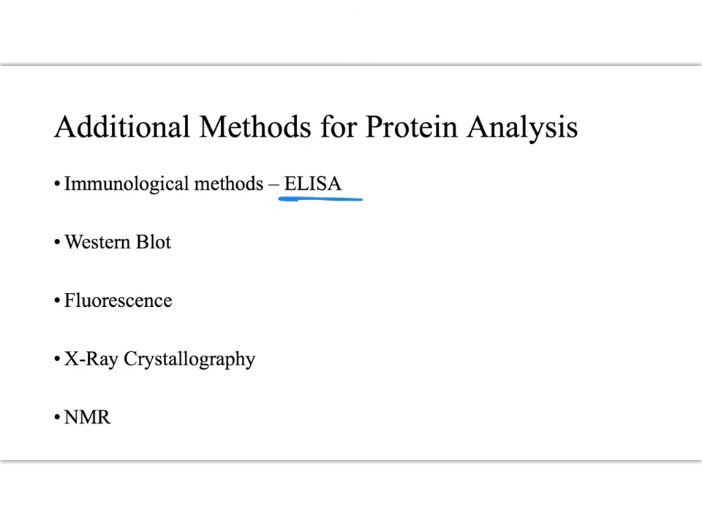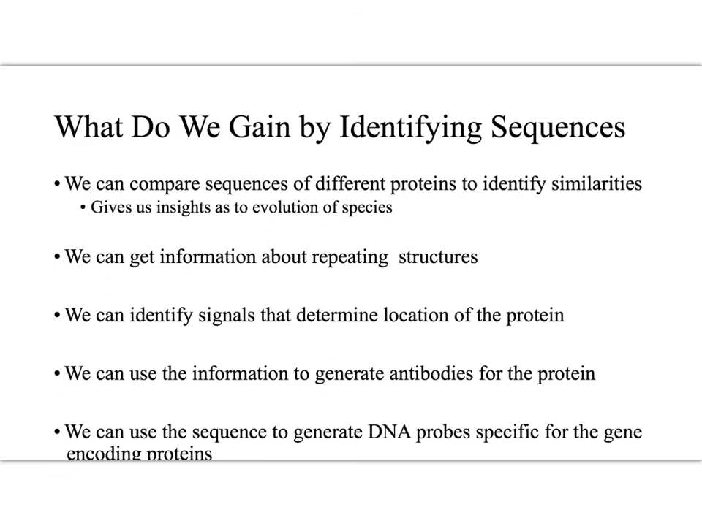Now, one thing we haven't addressed yet is what we gain by identifying these sequences. We can compare the sequences of different proteins and identify similarities, and that will give us some insight into the evolution of species. We can get information about repeating structures. We can identify signals that determine the location of proteins. We can use the information to generate antibodies for a protein. We can use the sequence to generate DNA for a particular gene that encodes a protein. So it's very important that we have information about these sequences, with very useful and practical applications.